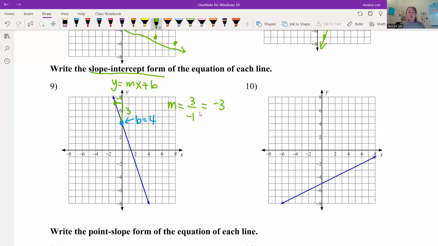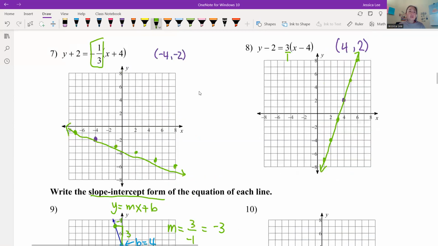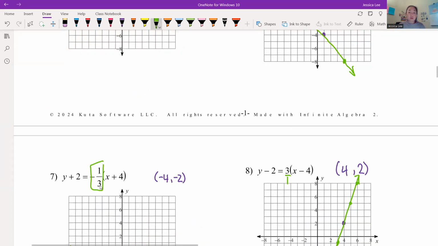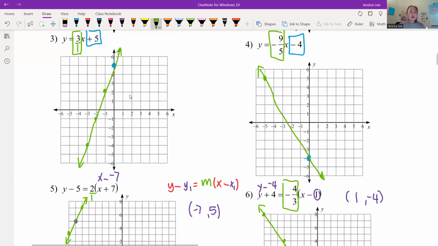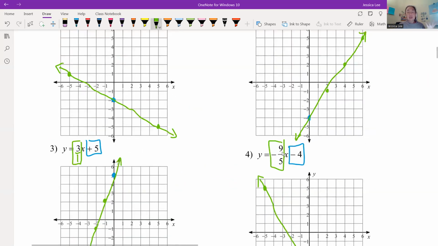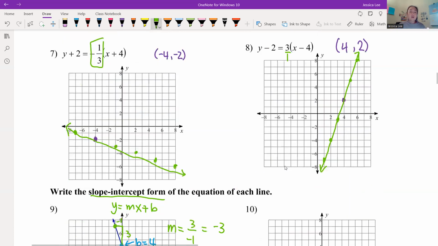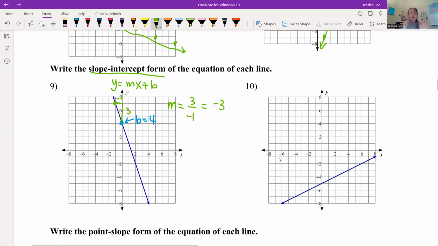That's okay. It's not always going to be like that. Sometimes we'll get slopes like 1 over 3, or like 9 over 5, right? So if you cannot simplify, you just leave it in that form. You leave it as a fraction. And then let's plug this all in.